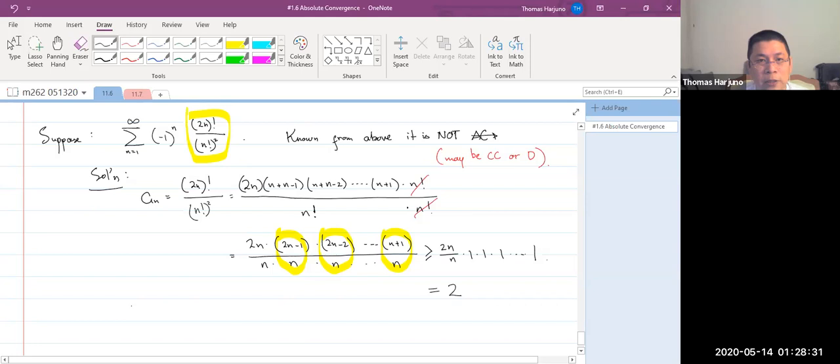Now, since a sub n is always greater than 2, there's no limitation on what n is here. So the nth term is greater than or equal to 2. So by divergence theorem, no, I say it wrong again. By divergence test, not divergence theorem. Divergence test. This series is divergent.